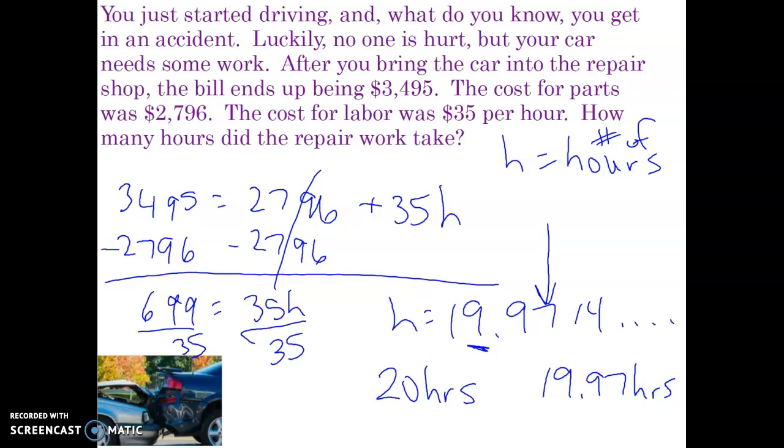Be really careful to watch, especially in Delta Math, watch what place value they want you to round to. The computer doesn't know how to be gracious. It doesn't know that 20 hours and 19.97 hours came from the same number. If it asks you to round to one of them and you round to the other one, it's going to mark it wrong. So be really careful about what place value you round to when you do these in Delta Math.